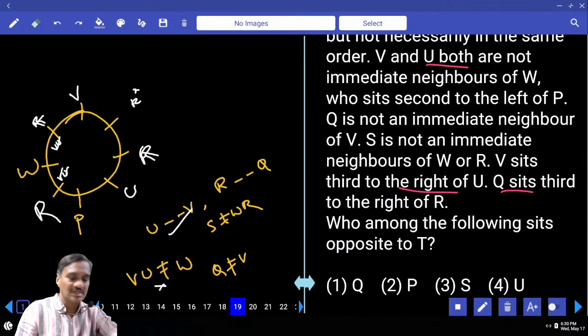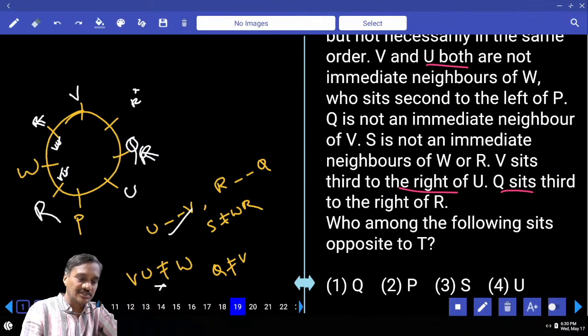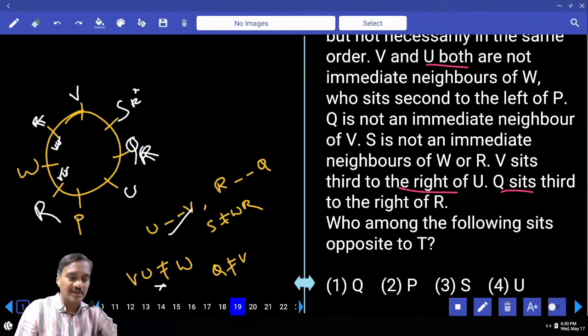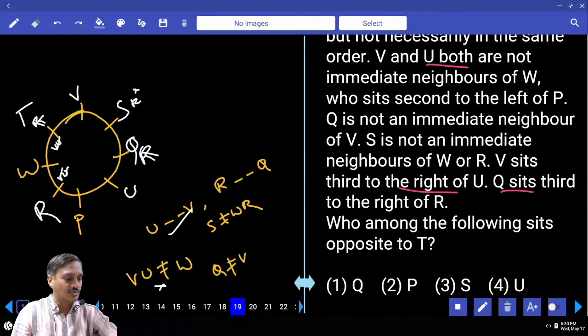R must be here. If R is here, 1, 2, 3, Q is here. And S is not adjacent to W and R. Hence S must be at this place. Then finally we are left with T. Who is opposite to T? U. And U is the answer, that is choice 4.